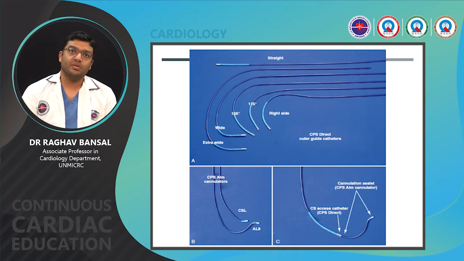These are the multiple curves available from the Abbott company for the CS sheaths. We have a right side special curve, then a 115 degree curve, a 135 degree curve, and wide and extra wide curves.